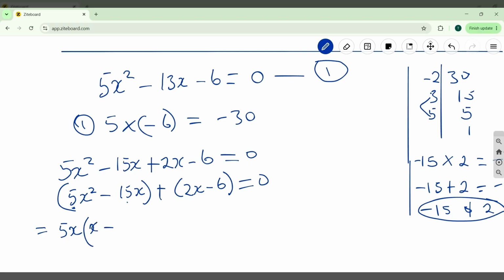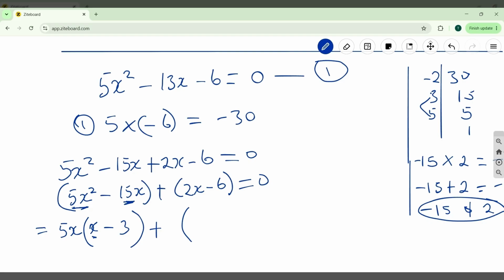And then what's left here? x is left, minus what's left here? That's going to be 3. So if you do 5x multiplied by x, that's 5x squared. 5x multiplied by negative 3 is negative 15x. Okay? So this becomes a positive.